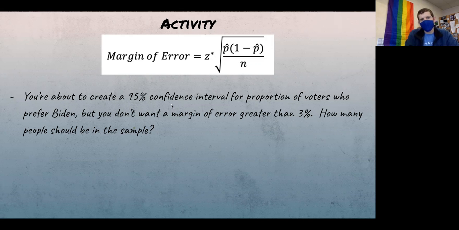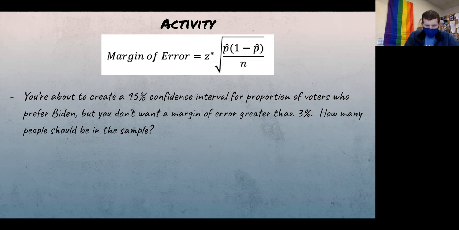You're about to create a 95% confidence interval for the proportion of voters who prefer Biden, but you don't want a margin of error greater than 3%. How many people should be in the sample? This is a question, I'll tell you right now, you can answer when it comes to proportions. We cannot have a question like this when it comes to means. We will learn about that more when we look at means another day.